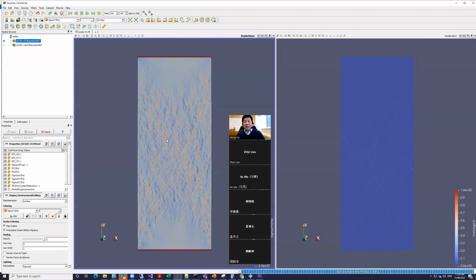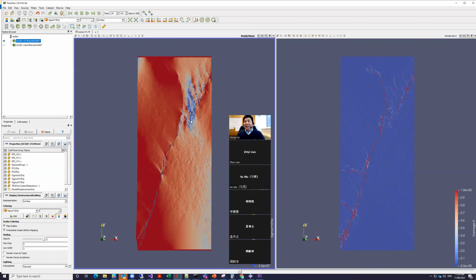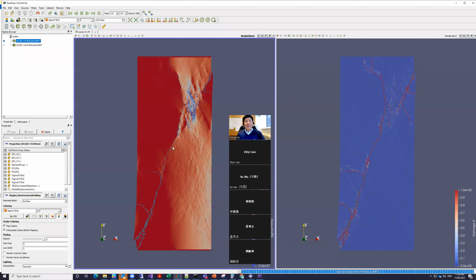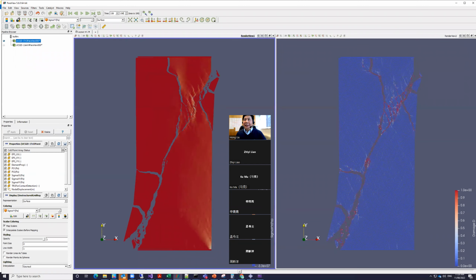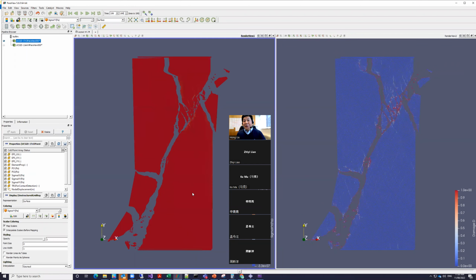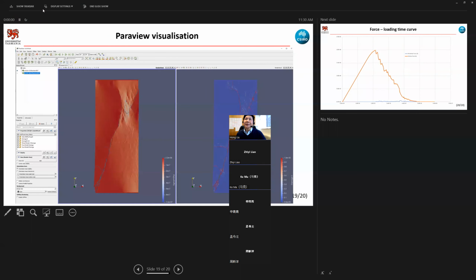Since this is two-dimensional modeling, it is easy to show in the animation. You can see the formation of the crack. After the crack forms, we still have friction, and you will see that the friction causes the shear band. Then here is the last step. After that, you will have the input file. Let me go back to the PowerPoint presentation.